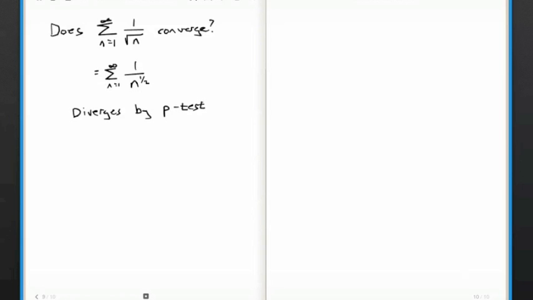Now let's look at one that's a little trickier. How about, does the sum n equals 2 to infinity of 1 over n times the natural log of n converge? I'm going to make sure this is separate. Does that converge?